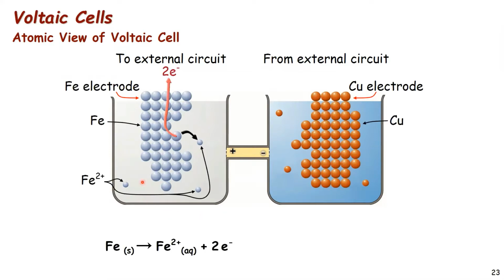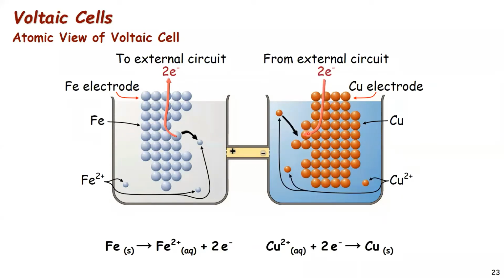Now in solution, what's happening is that, again, this is an oxidation half reaction. So the iron is giving up 2 electrons. And when it does that, it separates from the pure metal and goes into solution as a 2+ ion. Those electrons then pass through the external circuit and go over to the reduction half reaction. So they go from the iron over to the copper electrode.